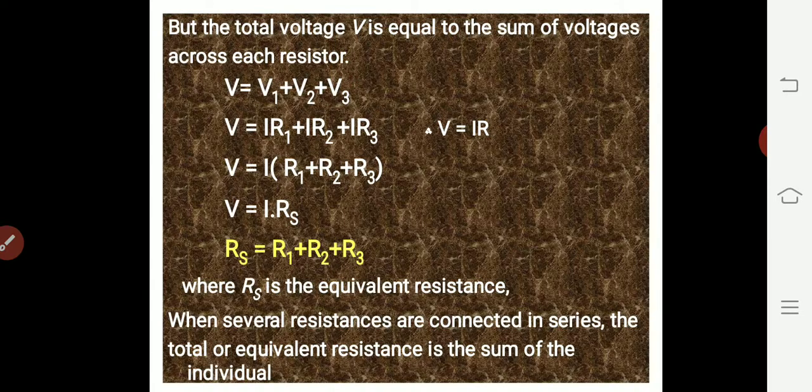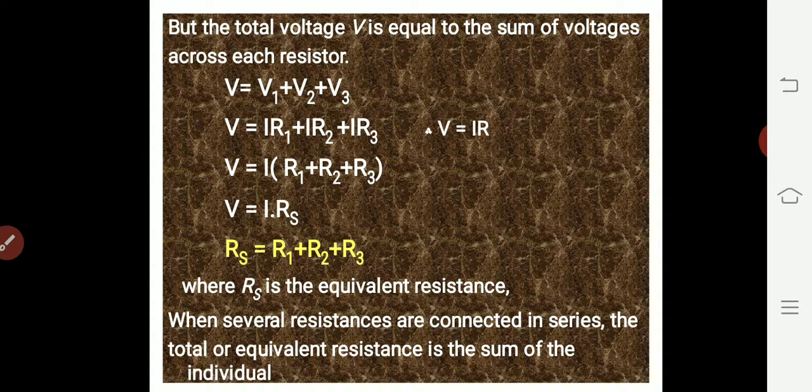The total voltage V is equal to the sum of voltages across each resistor. So V equal to V1 plus V2 plus V3. Then V equal to IR1 plus IR2 plus IR3. That is V equal to IR from Ohm's law. So V equal to I into R1 plus R2 plus R3. So R1 plus R2 plus R3 equal to RS.